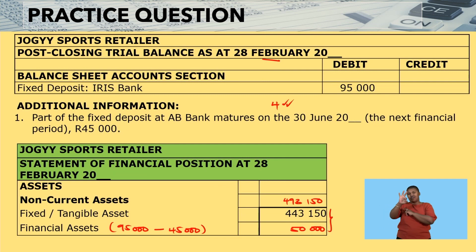So we will then come and then we say, under our financial assets, I must have the 95,000. Here's my 95,000. Then I subtract the part that is going to mature, 45,000. 95 minus 45, that gives you 50,000. Then you have 443,150 plus 50,000, that gives you 493,150. All right. Once you have done this, then you have been able to calculate your depreciation in note number 3, and you now understand when a fixed deposit matures, a part of it, it will cease to be a non-current asset and it will go to your cash and cash equivalents.